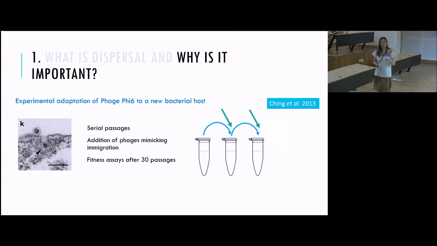So I already mentioned the effect of dispersal on the evolution of species niche, and this is an experiment testing it with viruses. In this study, they had serial passages, and through these passages they experimentally adapted a phage to a new bacterial host. They had phages in different amounts at each passage, and they assayed fitness after 30 passages.